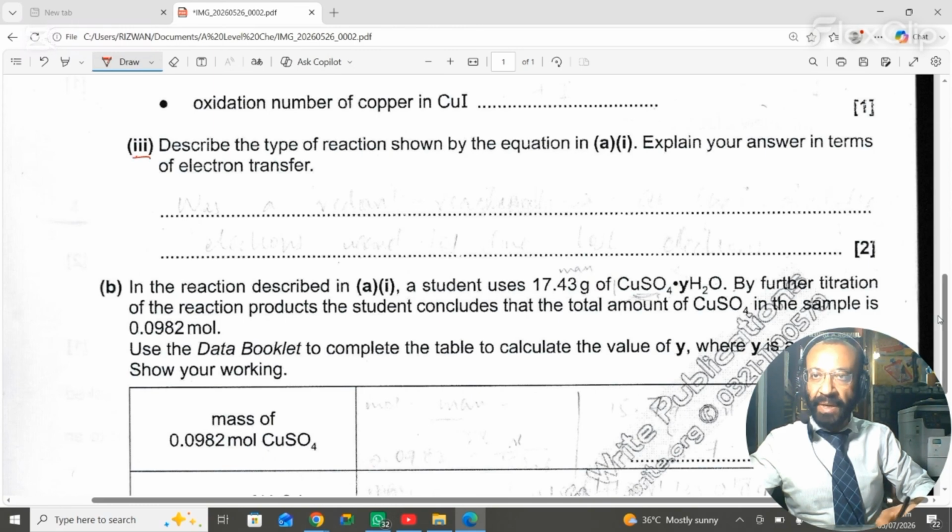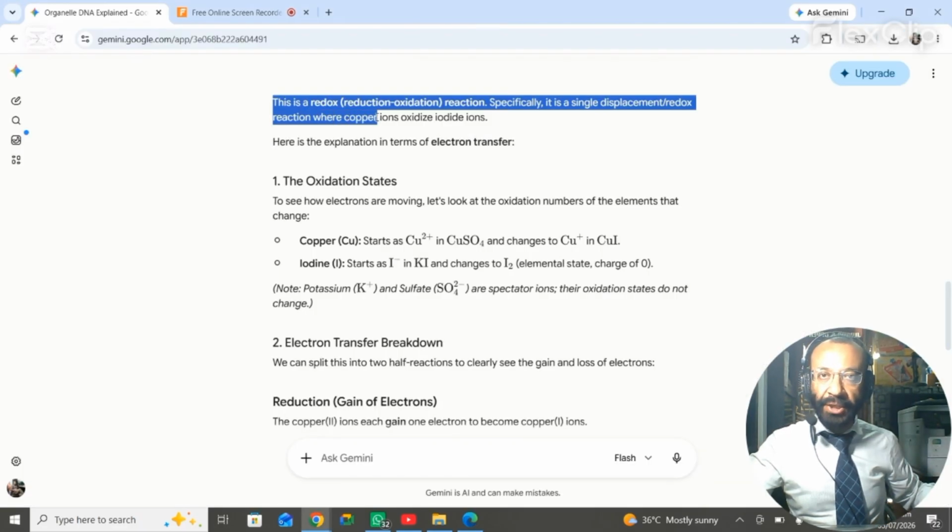The third part's requirement is: describe the type of reaction shown by the equation in the first part. Explain your answer in terms of electron transfer. This is a redox reaction. Specifically, it is a single displacement redox reaction where iodide ions are oxidized.